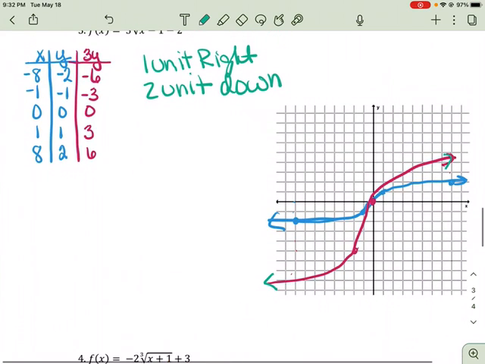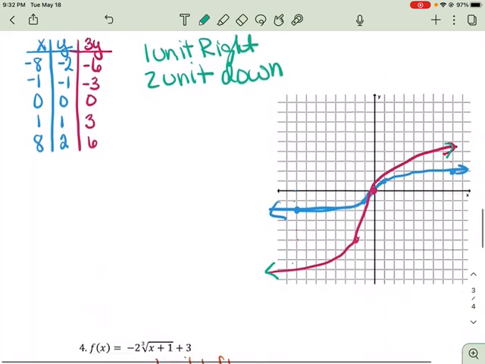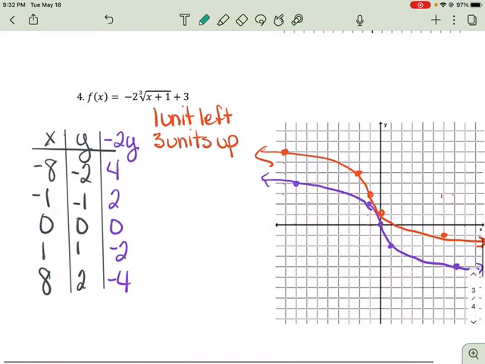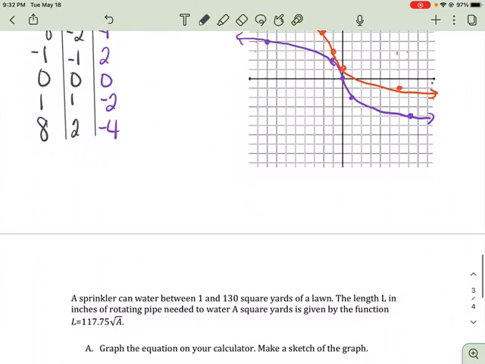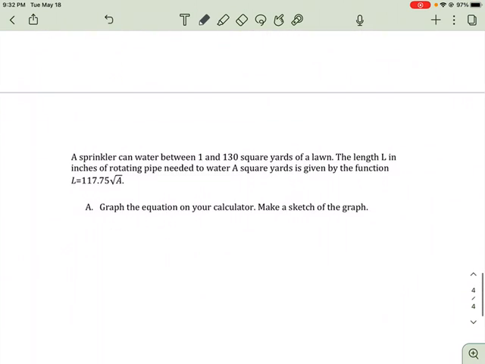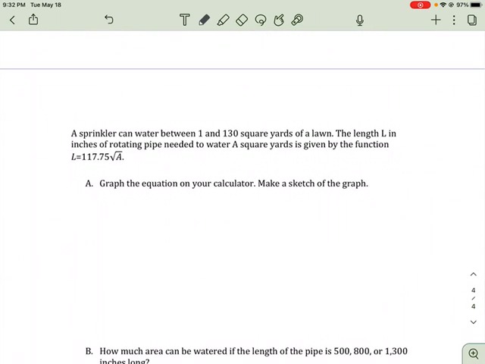Okay? All right, so pause the video and try the next one. Okay, there it is. The orange one is the transformed one. They call it transformed. Okay. All right, so let's do why do we care?